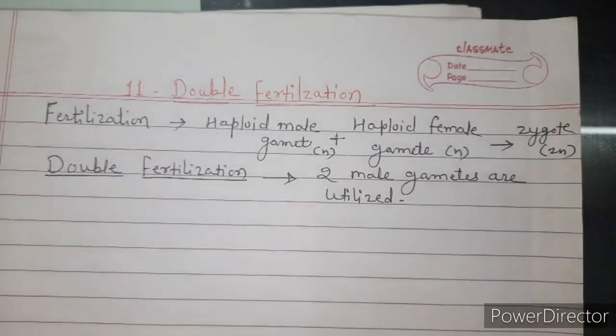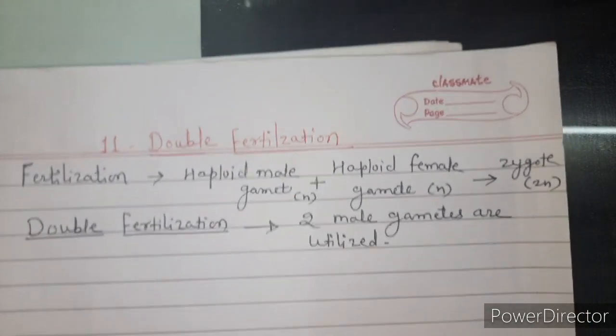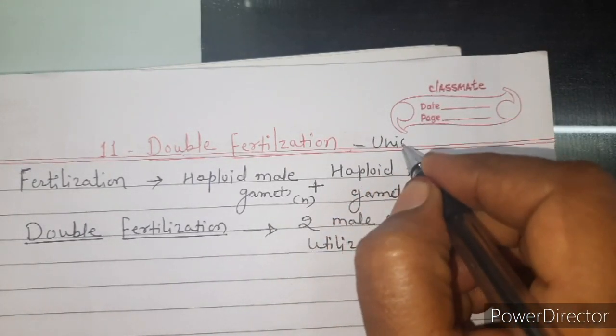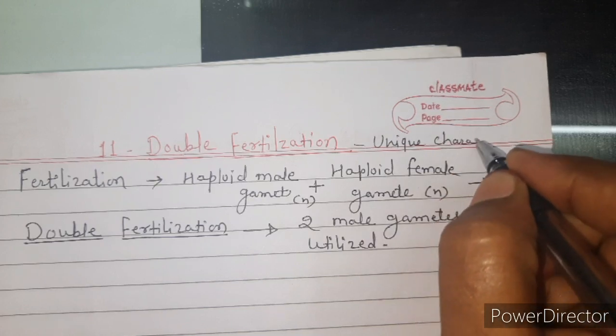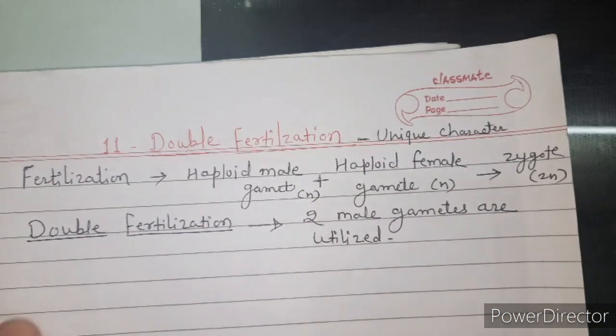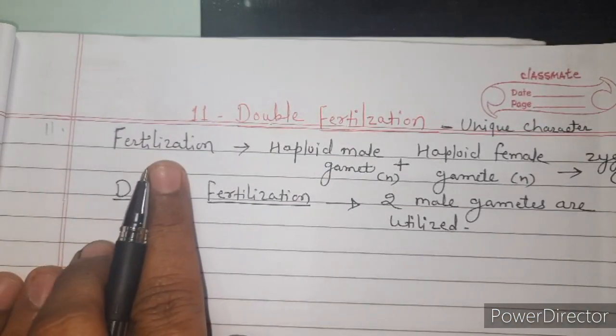In this period, we are going to learn about double fertilization. You know that double fertilization is the unique character in the angiospermic plant. So, it is a unique character present in the angiospermic plant, or you can say the flowering plants. So, you know the meaning of fertilization.